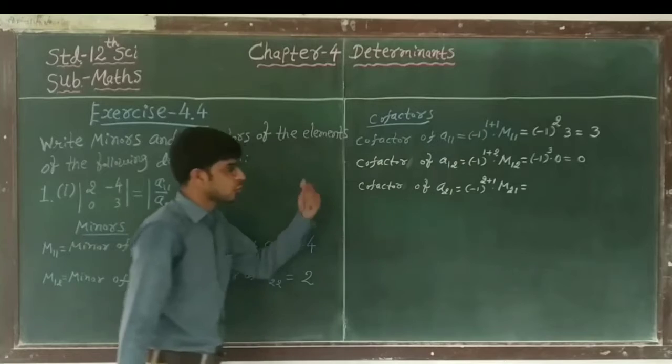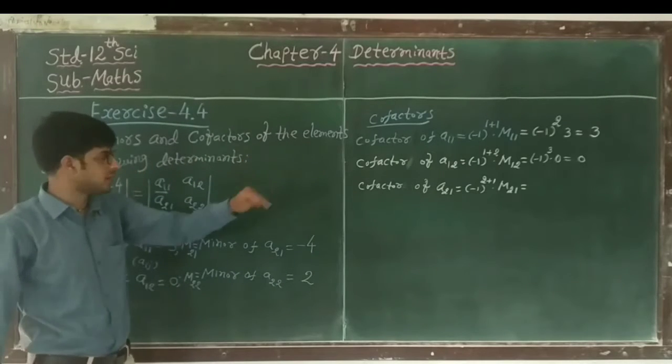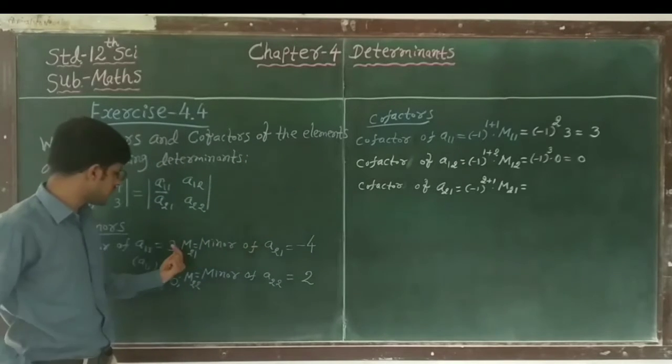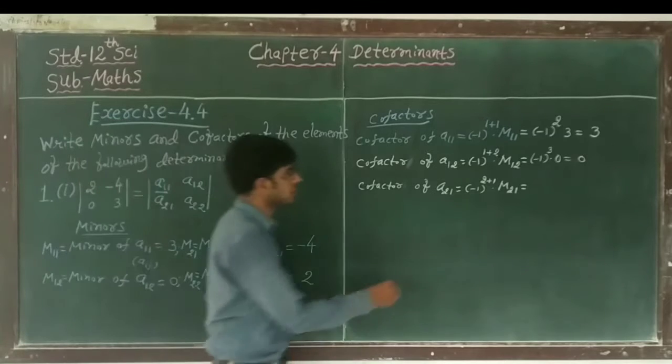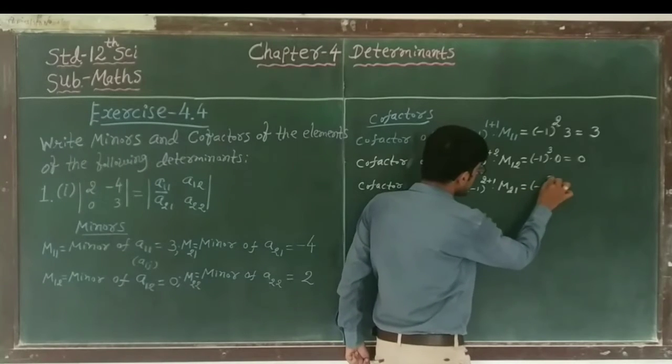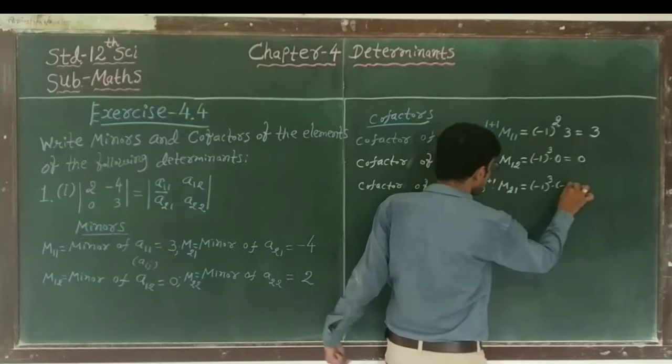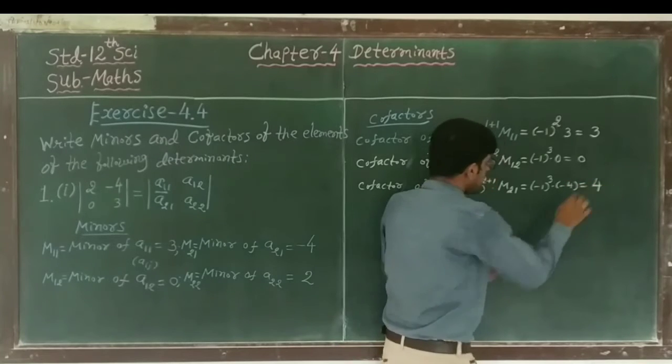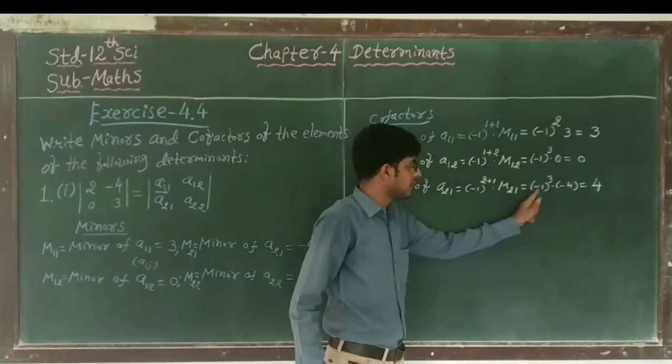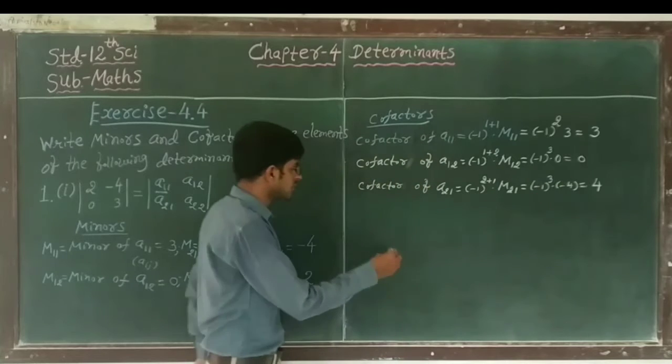So minus 1 raised to 2 plus 1 gives minus 1 raised to 3, which gives minus 1. And M21 gives minus 4. So here minus 1 raised to 3 into minus 4 gives 4, because minus 1 raised to 3 is minus 1, and minus 1 into minus 4 gives plus 4.